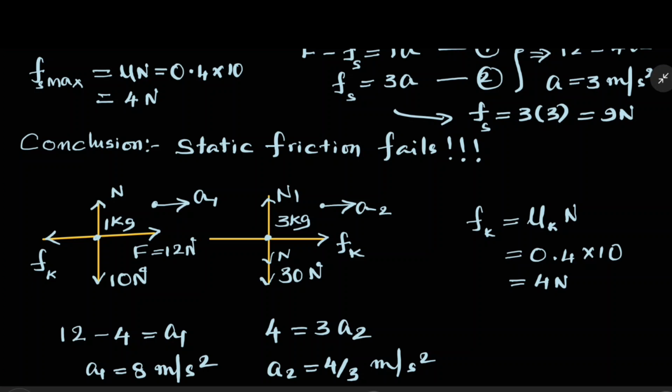This is the final conclusion of this problem. Friction is kinetic, whose value is fixed, that is 4 Newton. And A1 and A2 are 8 meters per second square and 4 by 3 meters per second square.